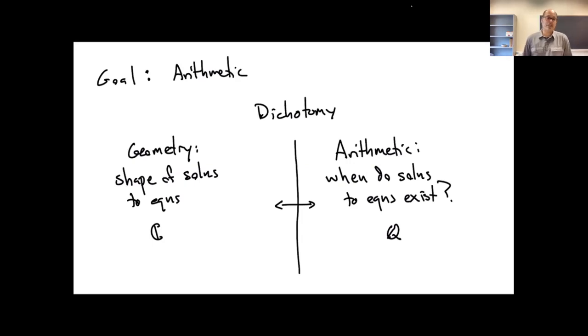By geometry, we might mean the shape of solutions to equations, most often over the complex numbers, and visual or geometric properties that these solutions might have. But when we talk about arithmetic, we're often interested in whether or not solutions even exist. So in some sense, arithmetic happens when you start failing to get solutions to equations. And of course, there's a beautiful interplay between these two sides, but I just philosophically want to say that we're going to be on the right-hand side of this dichotomy for today.